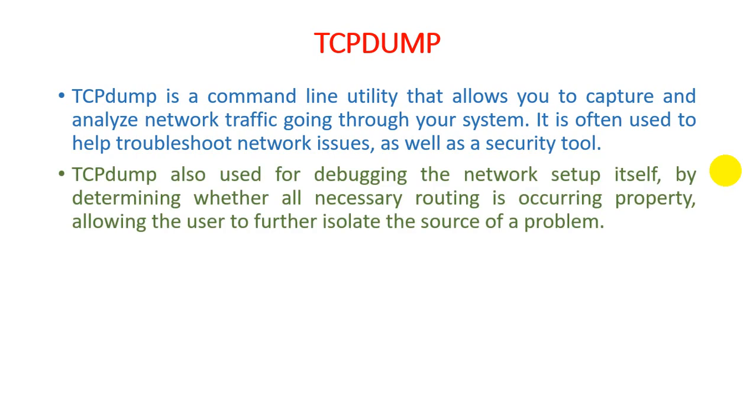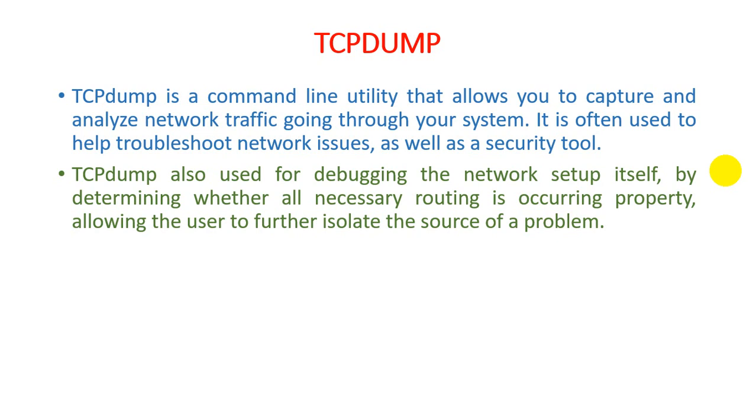TCPdump is also used for debugging the network setup itself, by determining whether all the necessary routing is occurring properly, allowing the user to further isolate the source of the problem. In short, if you have any problem regarding vulnerability or network issues, we directly use TCPdump command line arguments through which we can perform all the activities mentioned here.